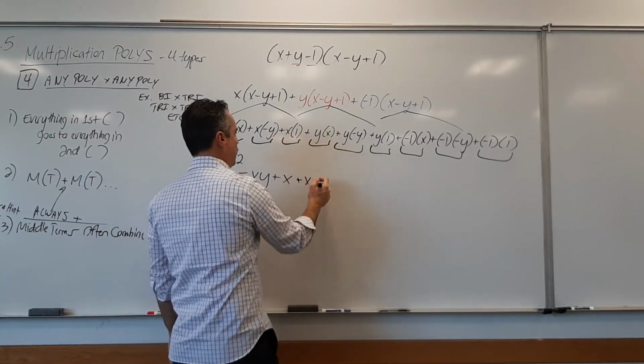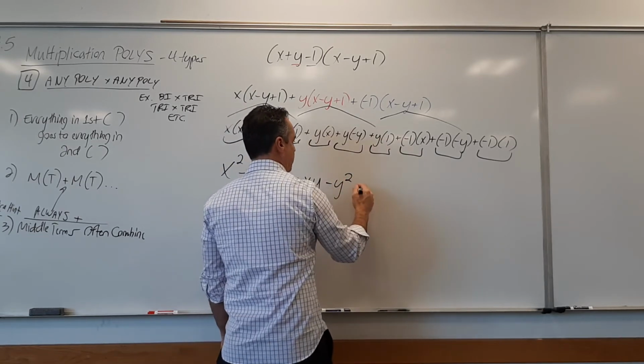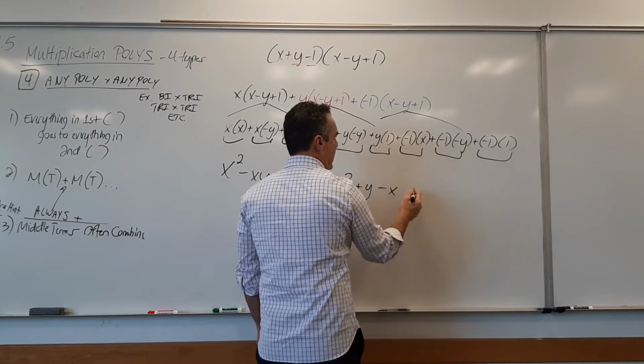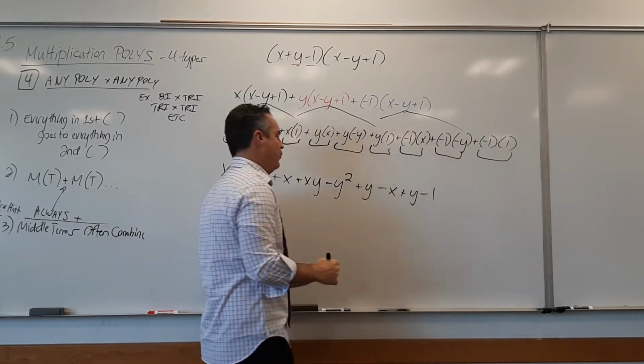So we got 1, 2, 3, 4, here we go. Negative y squared. This is going to be plus y times 1, which is plus y. Negative 1 times x is negative x. Negative 1 times negative y is positive y. Negative 1 times 1 is negative 1.